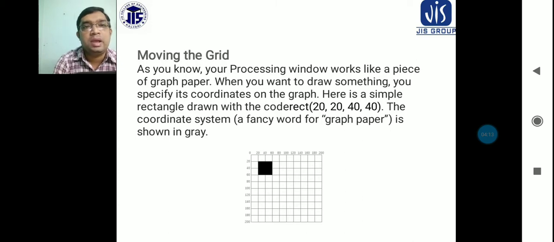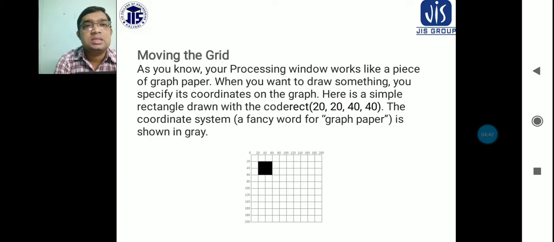And during this grid you have to consider the different coordinates also. As you know, your processing window works like a piece of graph paper. That's like your processing window in your computer. You can see this like a piece of graph paper, a square graph paper. And when you want to draw something, you specify its coordinates on the graph.